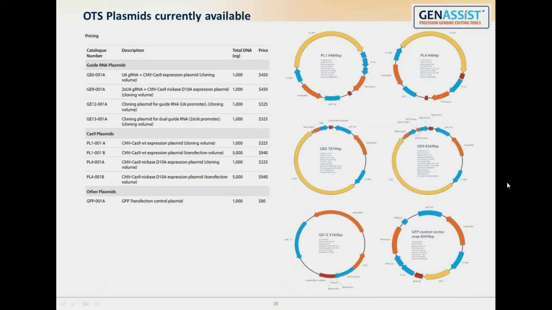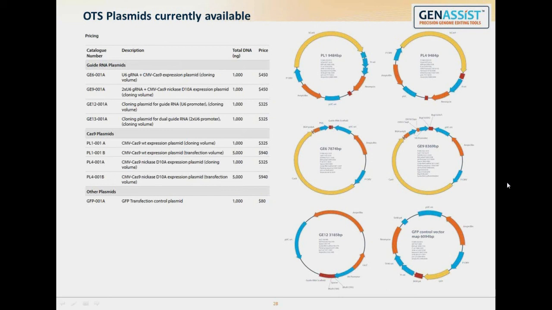So the off-the-shelf plasmids that are currently available, and I'd say watch this space, there'll be a lot more coming in the very, very near future, but this is what's currently on the marketplace. We've got guide RNA plasmids, both available for the single or the dual in all-in-one vectors, and that's the GE6 and GE9 that you see at the top. So that's with the Cas9 present. And also then the GE12 and GE13, which do not have the Cas9, that's just for the guide.